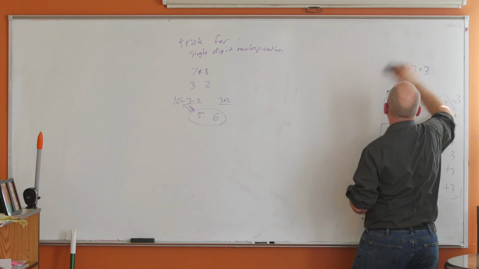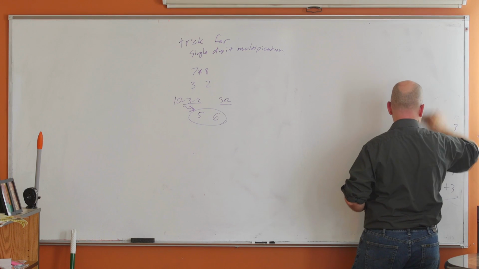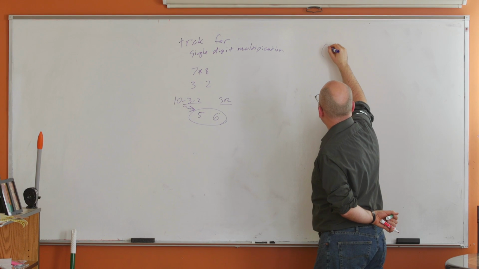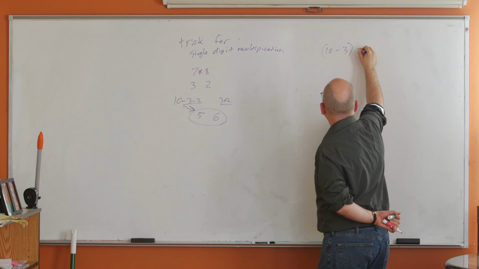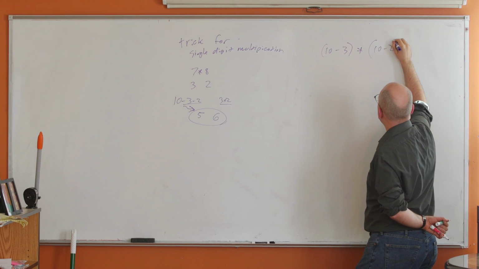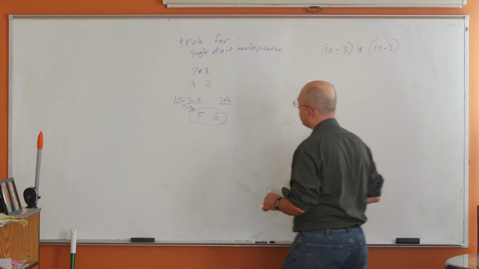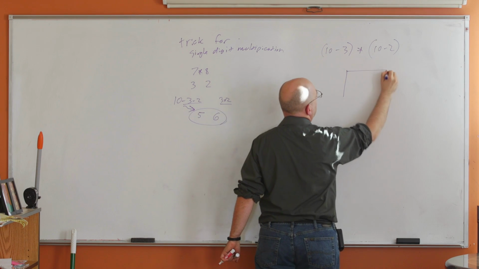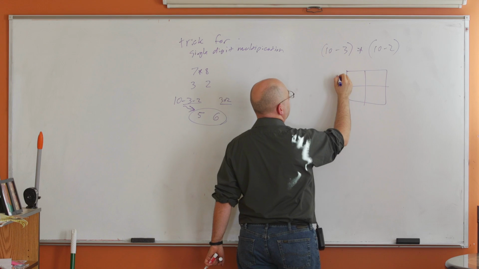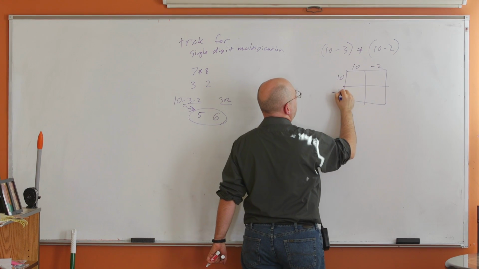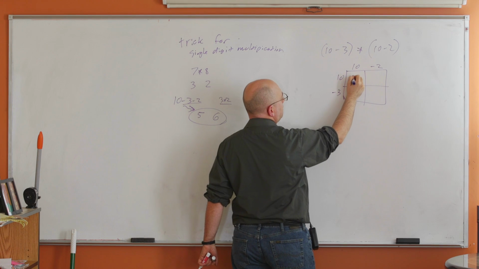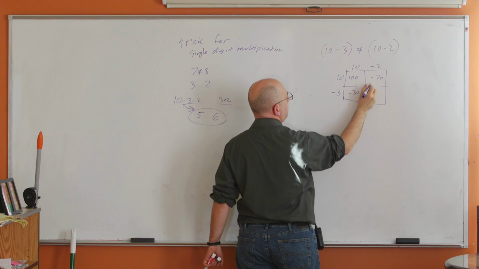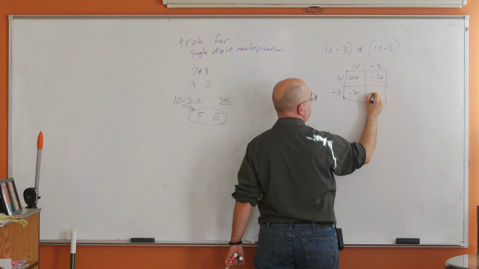Now, why is that true? Well, basically I'm viewing 7 as 10 minus 3 and 8 as 10 minus 2. So I've got that in my mind. And if I draw in my little box here, I like boxes sometimes. Got minus 2 and a minus 3. So 10 times 10, that'll be my 100. 10 times minus 2 is minus 20. 10 times minus 3 is minus 30. Minus 3 times minus 2 is plus 6.